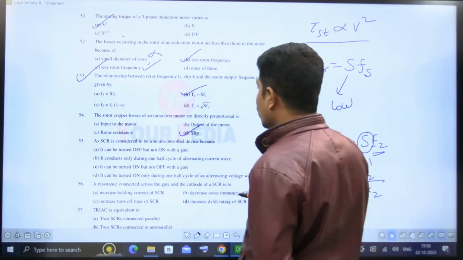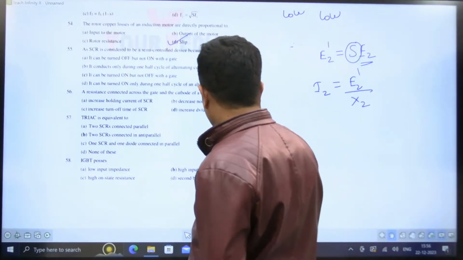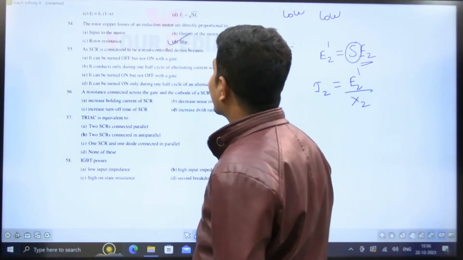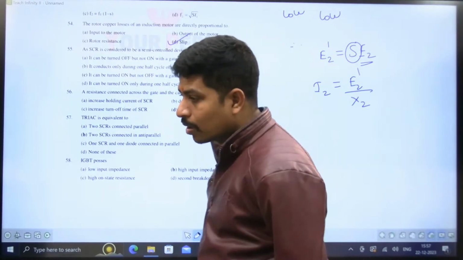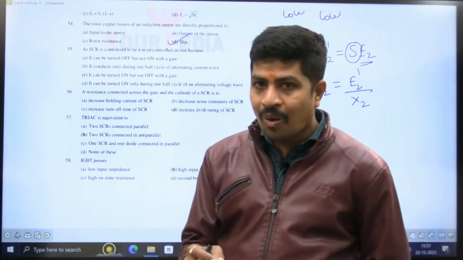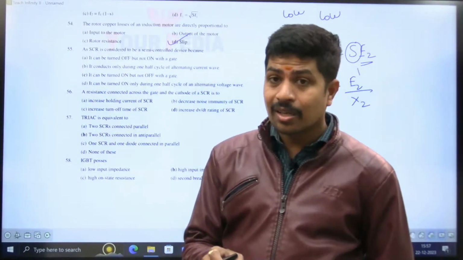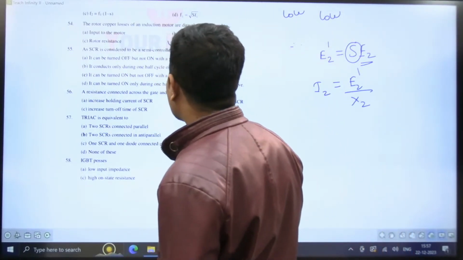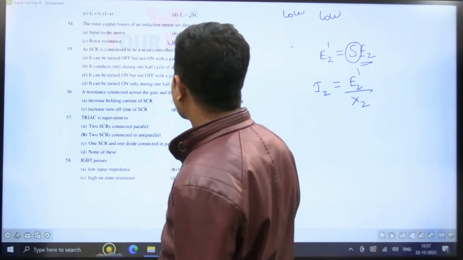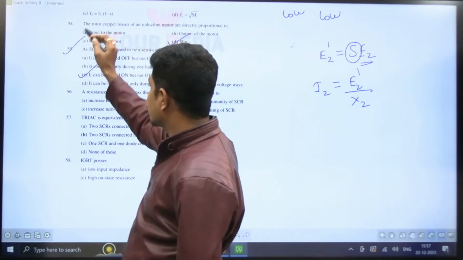Next, question number 55. What is it saying? An SCR is considered to be a semi-controlled device because you can turn it on with the help of the gate, but you cannot turn it off. Yes, it can be turned on, but not off with the gate. Option is C.